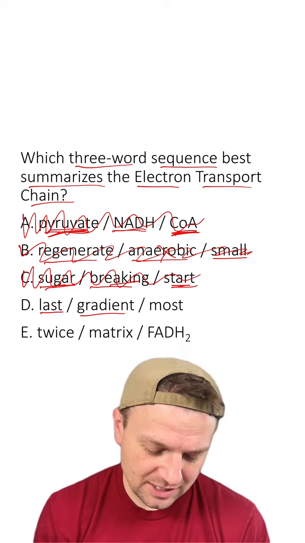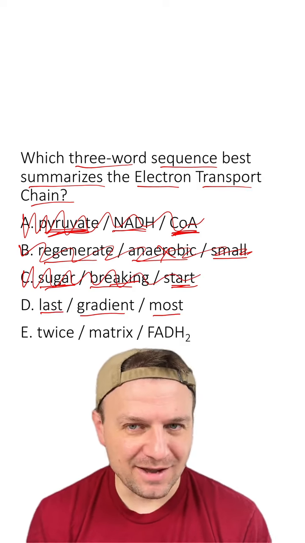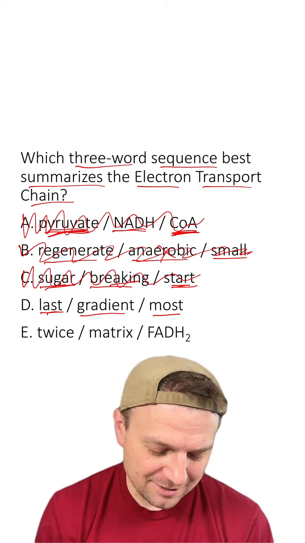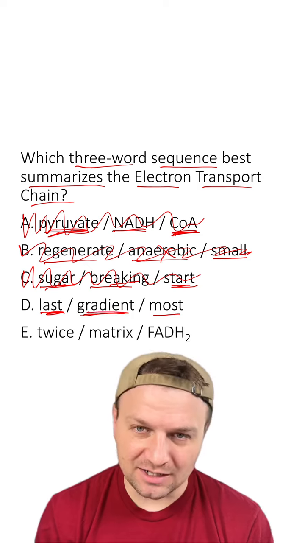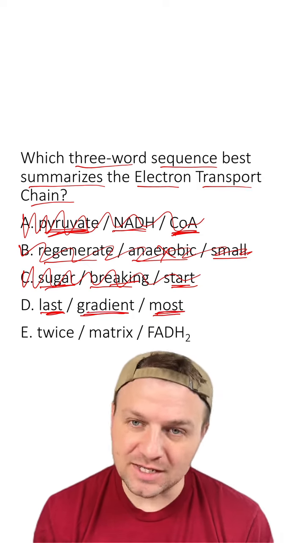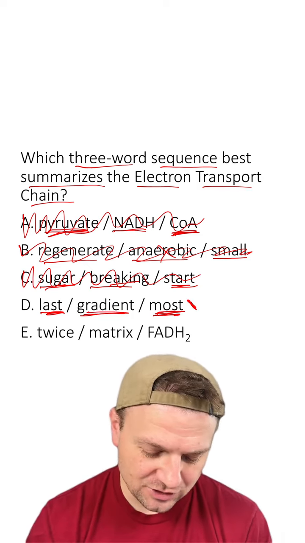D. Last, gradient, most. That sounds like my best choice so far. It's the last step of cellular respiration, it creates a gradient of hydrogen ions, and it creates the most ATP. So I like this answer so far.